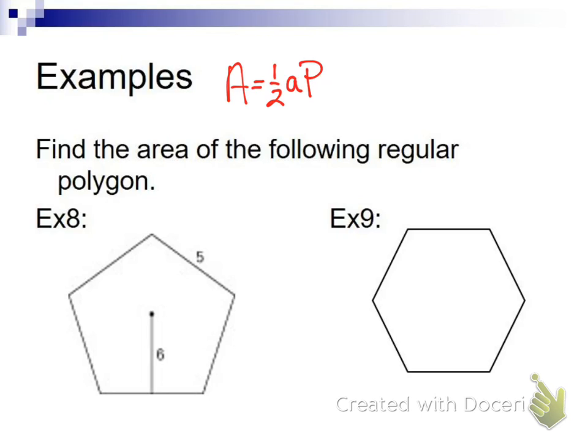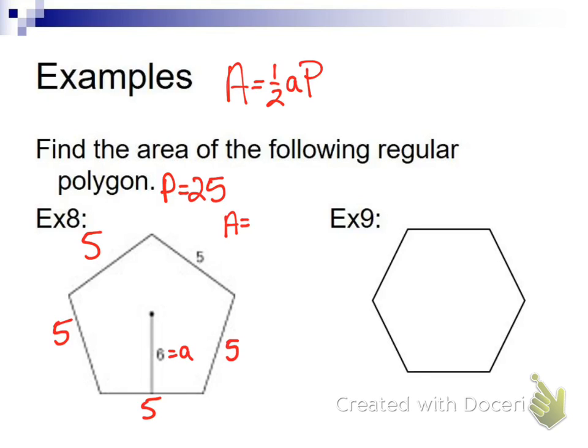On number 8, they were nice enough to label our apothem for us. What is it? 6. So that 6 is my apothem. Does that make 5 my perimeter? No. How am I going to find my perimeter? Add all the sides or take 5 times 5 because there are 5 sides. Either way you go about it. What's our perimeter? Perimeter equals 25.